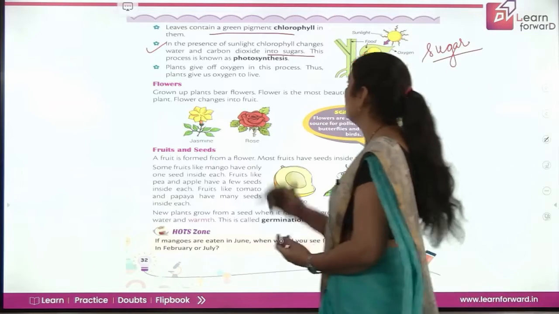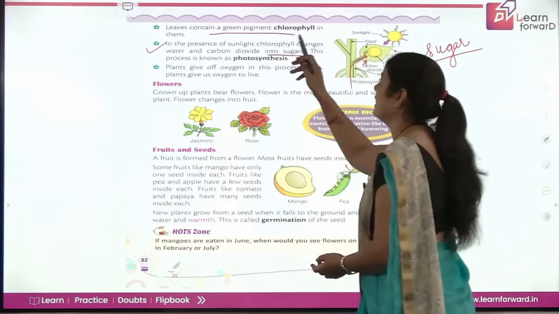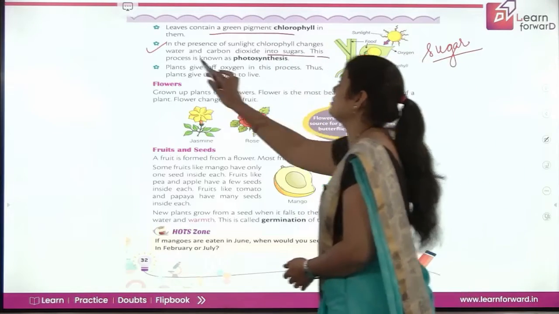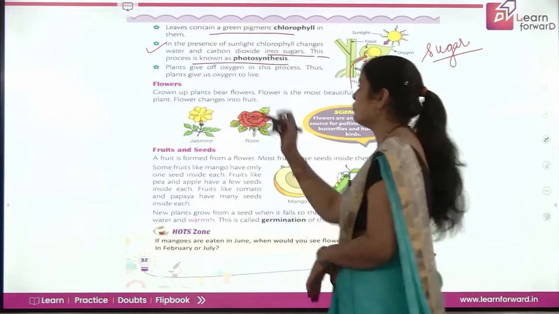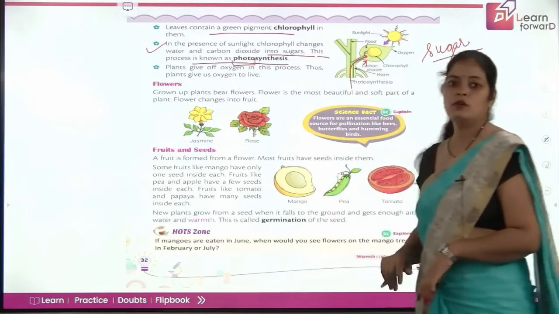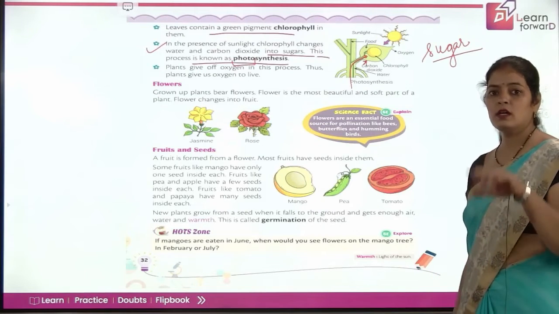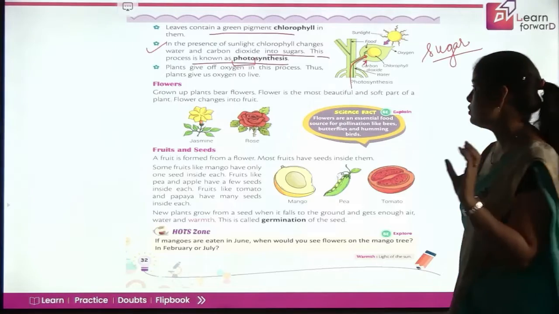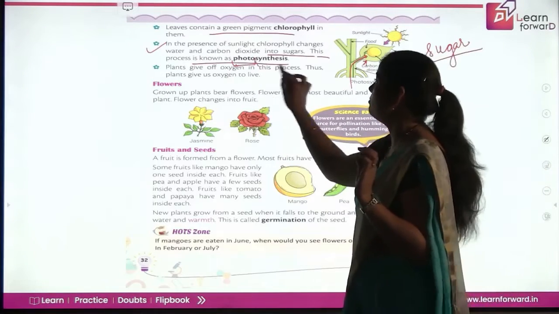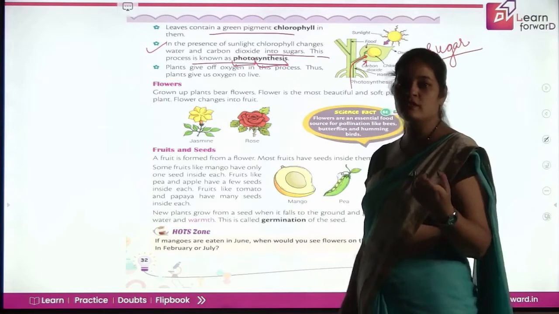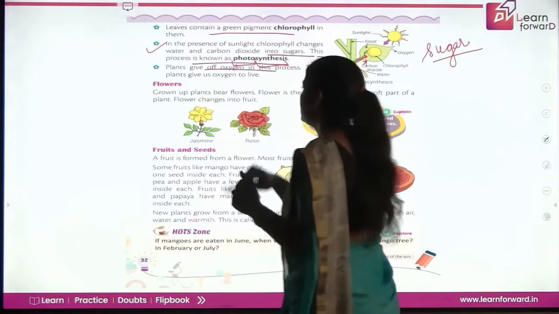Now this conversion of water and carbon dioxide in the presence of sunlight and chlorophyll into sugars is called photosynthesis. Photo means what? Whenever you go to a shop or click a photograph, what happens? A flash of light appears on your face. So photo here means light, and synthesis means to make. So to make food in the presence of light is called photosynthesis. Now next, plants give off oxygen in this process.